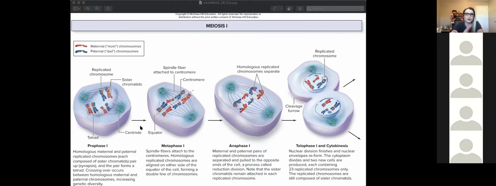Okay, so we're starting with the diploid cell. It's going to look kind of similar to what you would see during mitosis, right? You're going to have a cell that is going to get ready for cell division. And what do we do when we're getting ready for cell division?